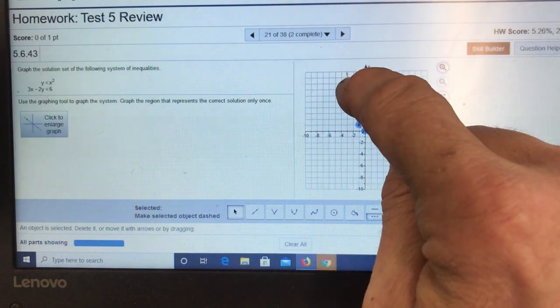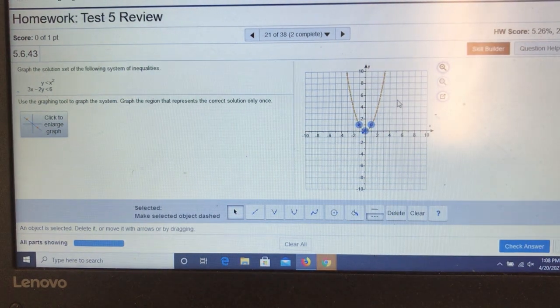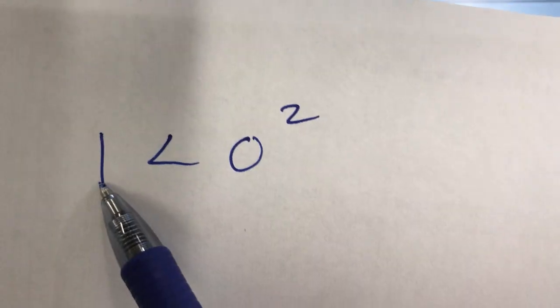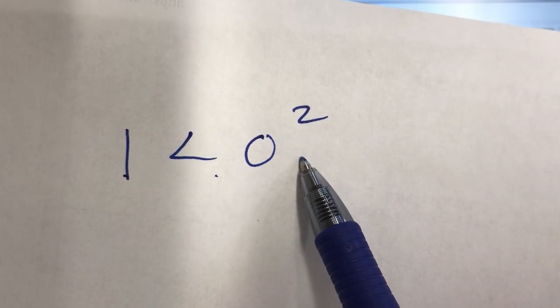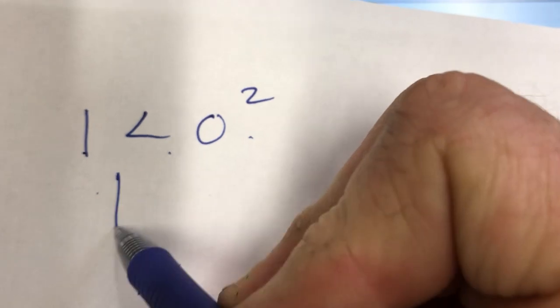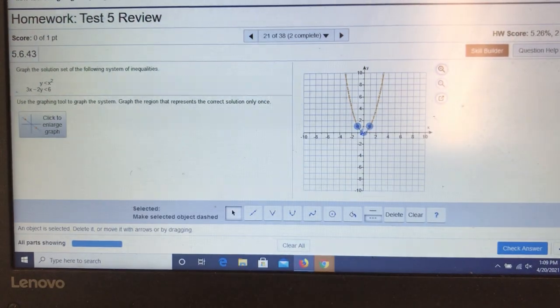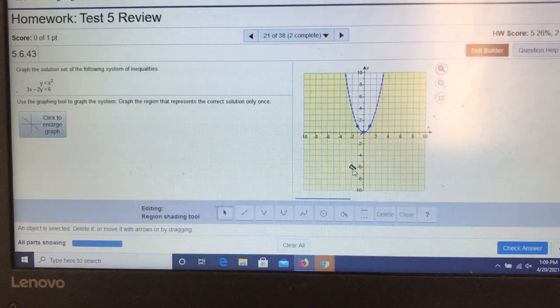Now, do I shade inside the parabola or outside the parabola? We can't try 0, 0 because it's on the parabola, so I'm going to try 0, 1. It's inside the parabola. So I put 0 for x and 1 for y. When I do that, I get 1 is less than 0. Oh no, that ain't right. So it's not shaded inside, because my test point was inside. It's got to be shaded outside. So we're going to shade out here, outside.